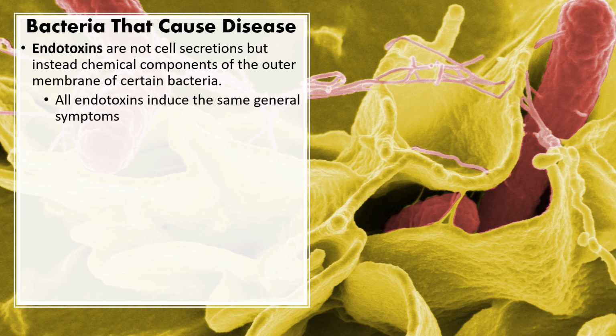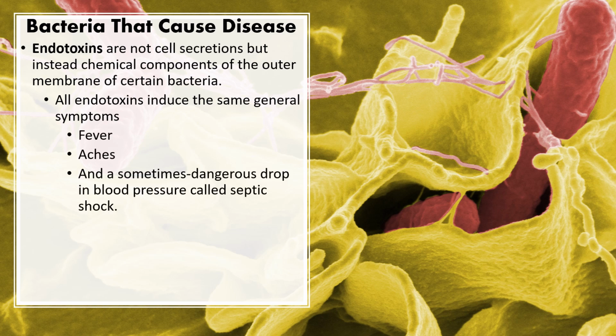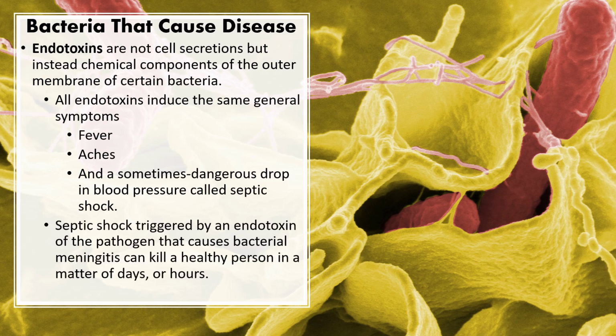So if you come into contact with the actual bacteria, then you will be exposed to it. All of the endotoxins induce the same general symptoms. They cause fever, aches, and sometimes in dangerous situations you can have a very rapid drop of blood pressure, which is called septic shock. Now, septic shock can be triggered by an endotoxin, and one example of this is meningitis. Meningitis can kill a very healthy person in a matter of days or hours. And so it's a very dangerous bacteria.